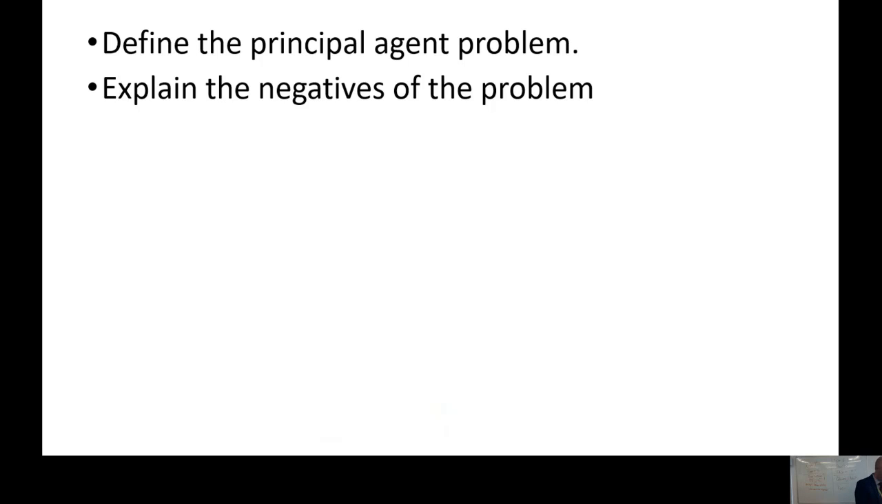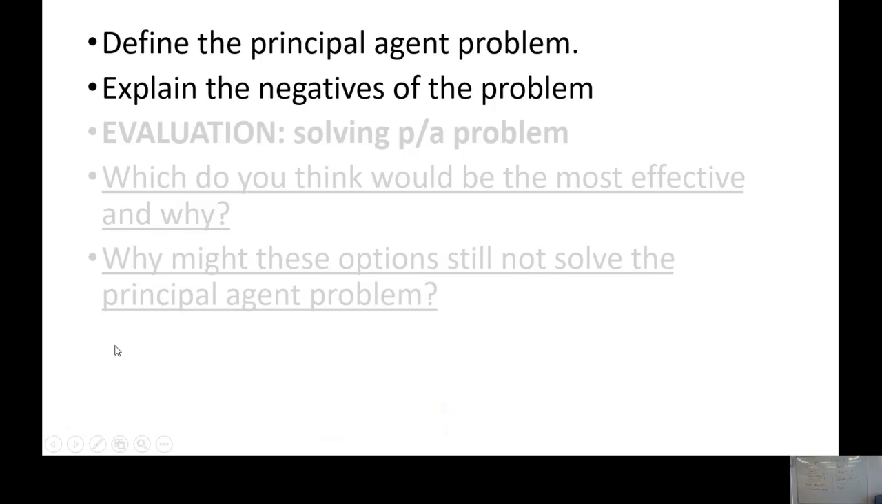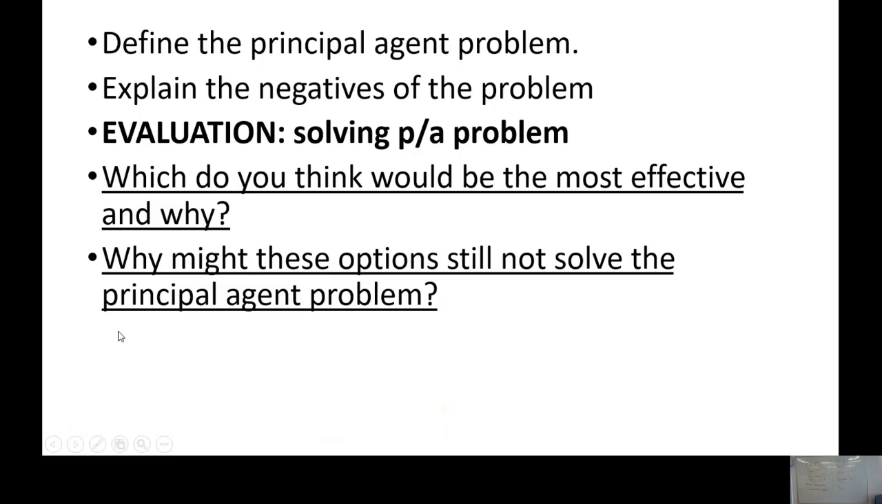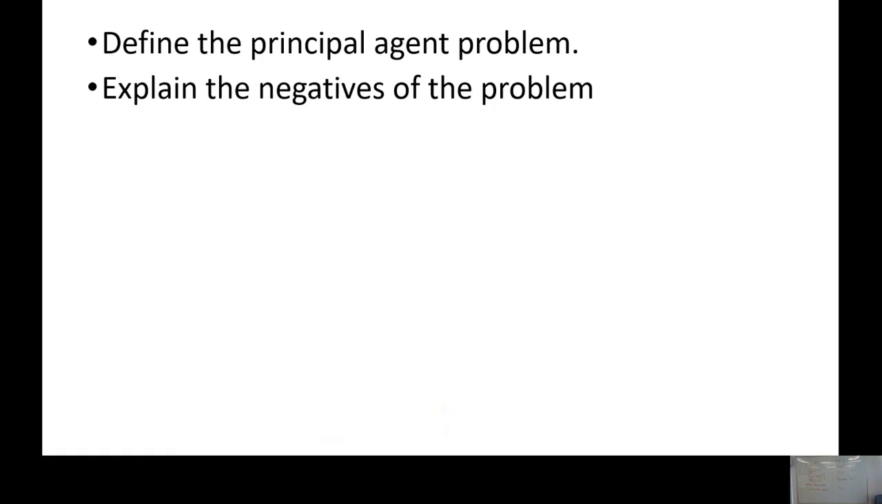Think about the negatives of the problem, and when you look through the examples there, have a think about who the principal and who the agent is within each of those examples. So have a little read through the definition of the principal agent problem, explain the negatives of the problem, and then you've got two different examples. Who are the principal, who are the agent in those problems? I'll give you about 7 or 8 minutes for this, and then we'll go through some potential answers.